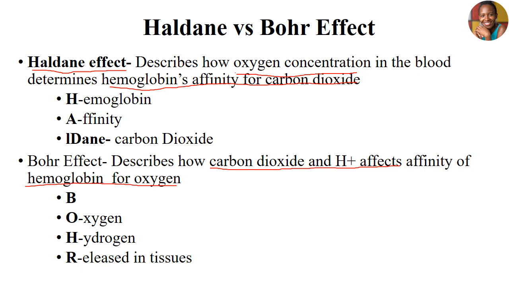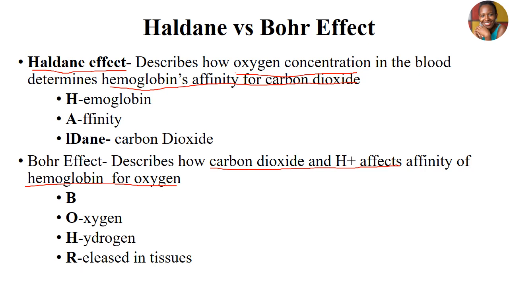But we have the Bohr effect, which is describing the opposite side. It describes how carbon dioxide will affect the affinity of hemoglobin. So Bohr will be talking about oxygen, hydrogen released in the tissues. With the Bohr effect, B is for binding, okay? Binding oxygen, hydrogen released in the tissues. It's saying that if we have high carbon dioxide in our blood, then hemoglobin will bind more to oxygen so that we can release it to the tissues and allow to dilute the acidity state in our blood.